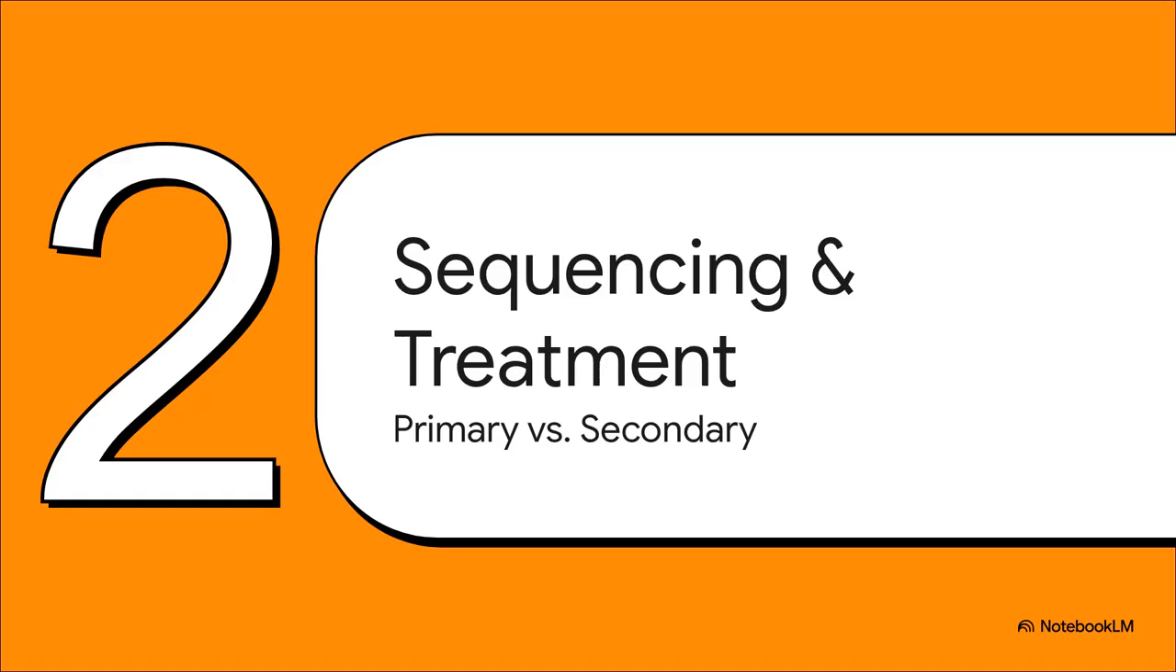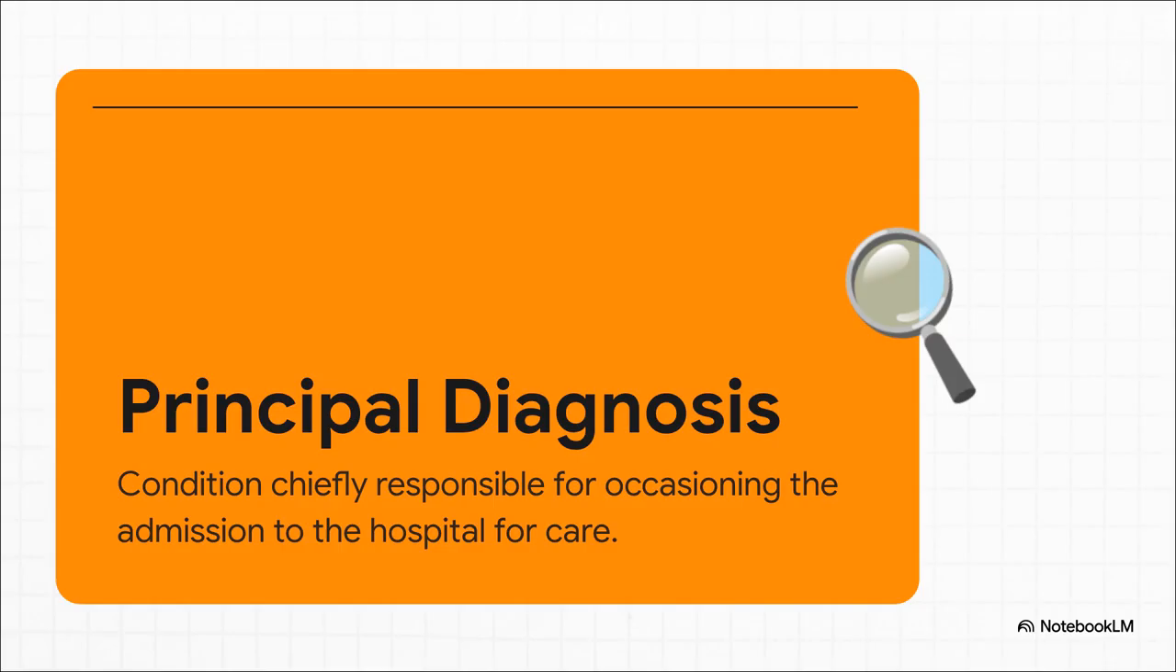Moving right along to Section 2, sequencing, follow the treatment, and looking at primary versus secondary malignancies. To sequence correctly, you've got to anchor yourself to this definition. The principal diagnosis is the condition established after study to be chiefly responsible for occasioning the admission of the patient to the hospital for care. Put simply, the primary reason the patient walked through those hospital doors today dictates everything that follows on the claim.